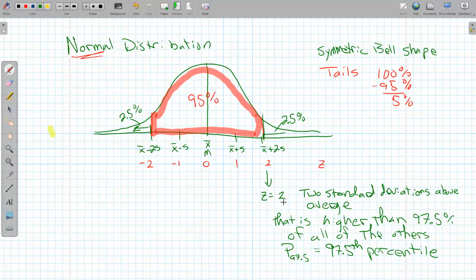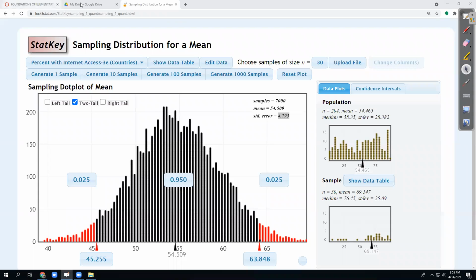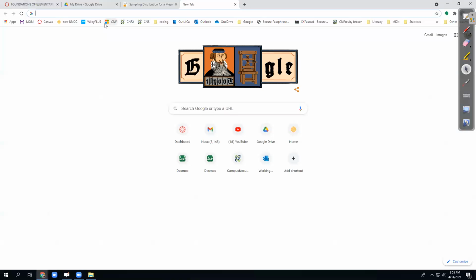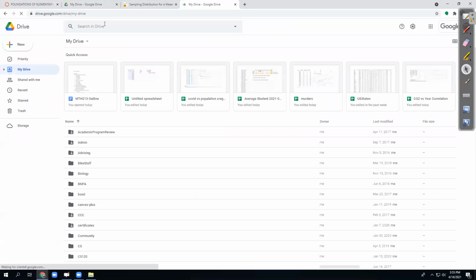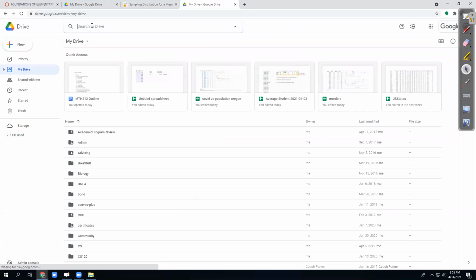So let's do an example with a data set. I had a data set of birth weights that I thought was worth looking at.